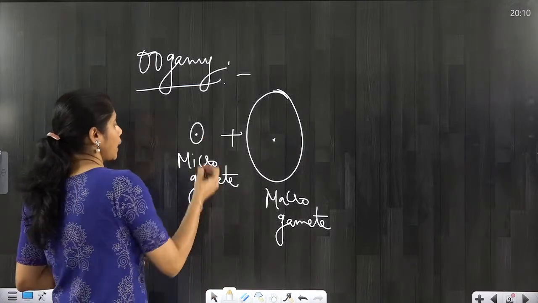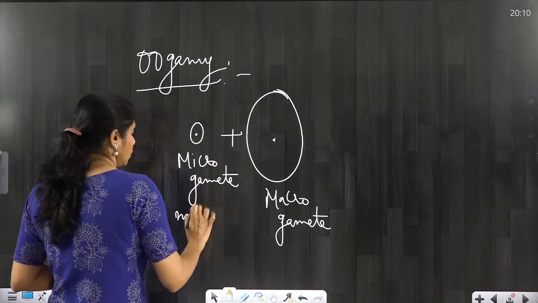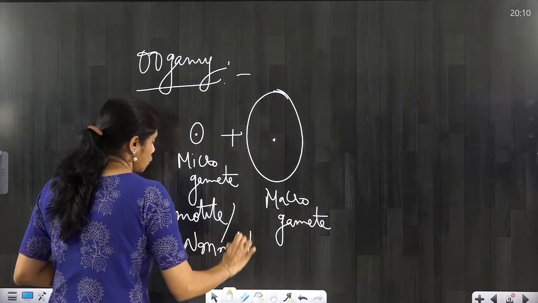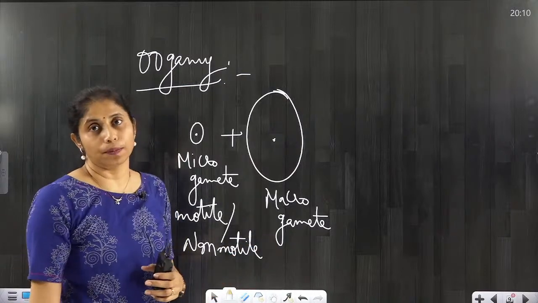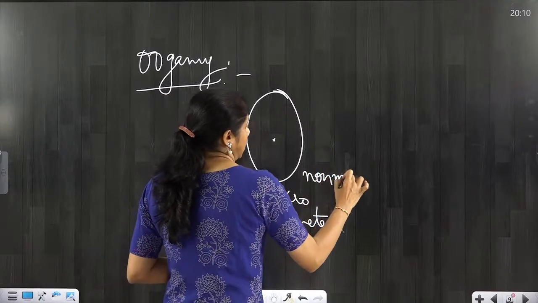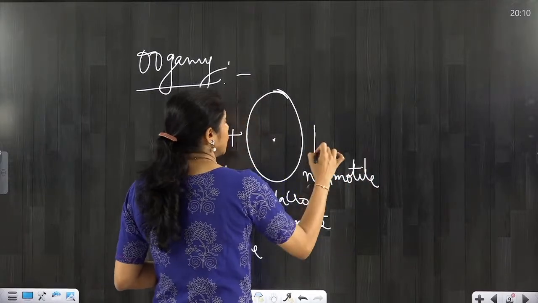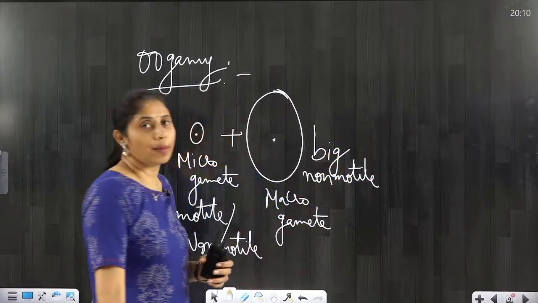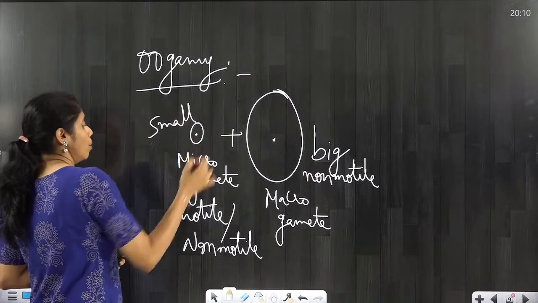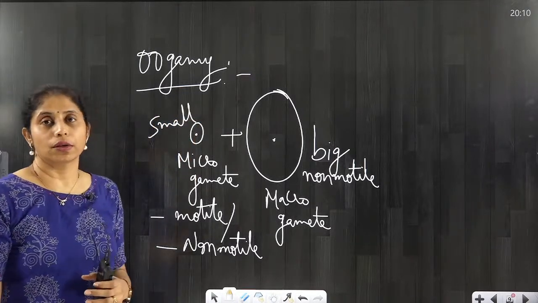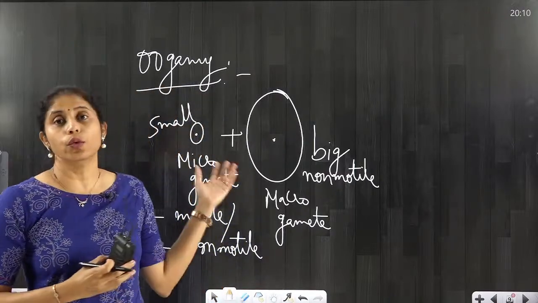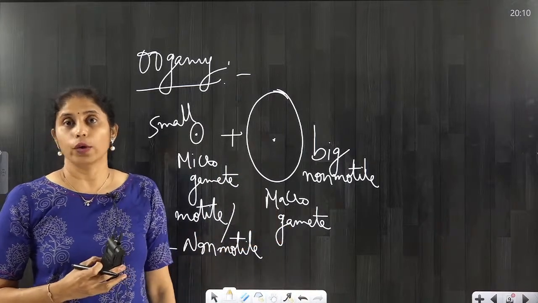And generally the microgamete can be motile or non-motile. That means it may have a flagellum or it may not have the flagellum. But the macrogamete is always non-motile, and its size is also big. The large non-motile macrogamete will be fertilized by the small, definitely small, motile or non-motile male gamete. So the fusion of these two, microgamete and macrogamete, is called oogamy, and these gametes are called oogametes.